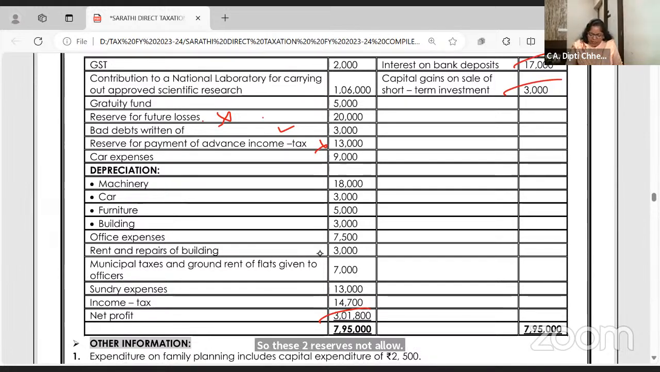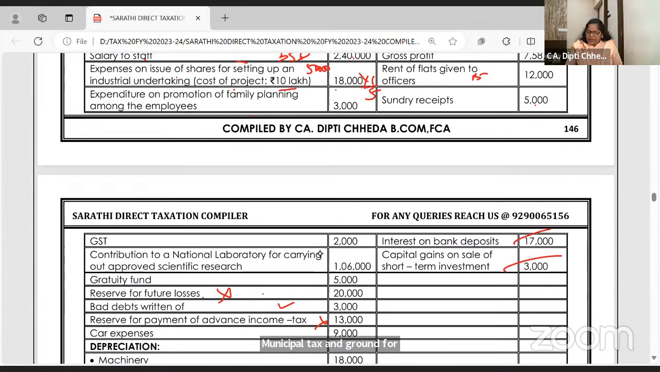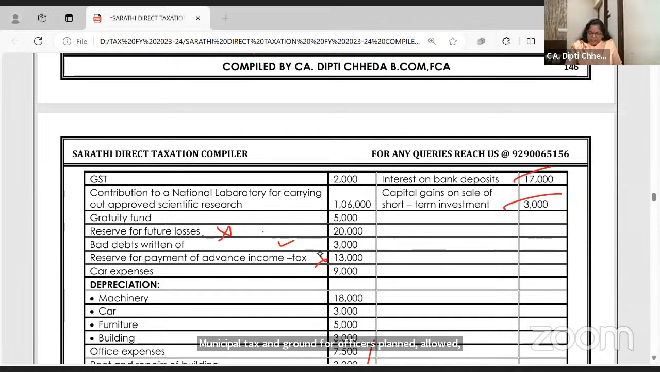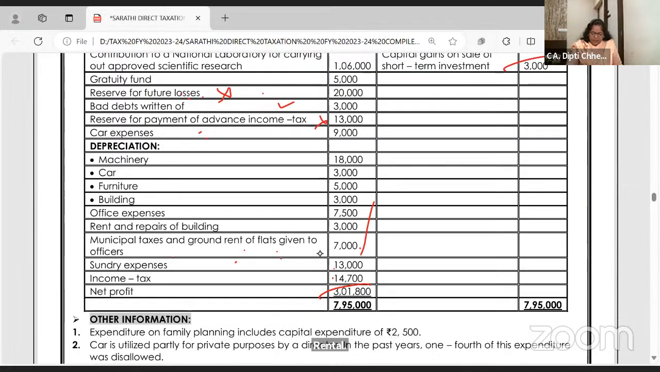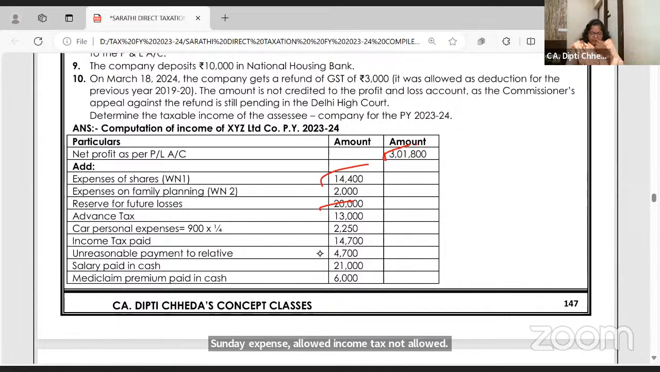So these two reserves not allowed. Municipal tax and ground rent for officers flat allowed, because income also you have taken here, rental and expense also here. But these two reserves are not allowed. Sundry expense allowed, income tax not allowed. So three things you have to add back. Reserves not allowed. Advance tax, 1 minute. Advance tax or income tax.